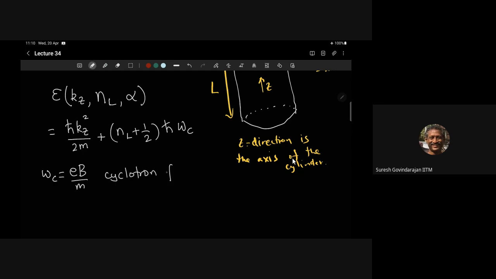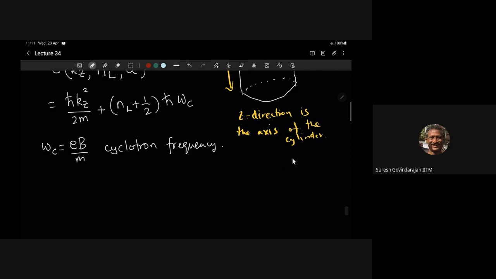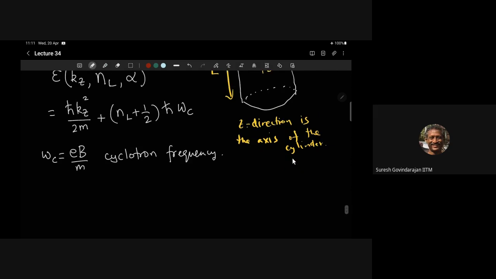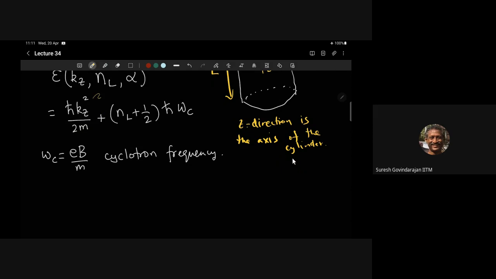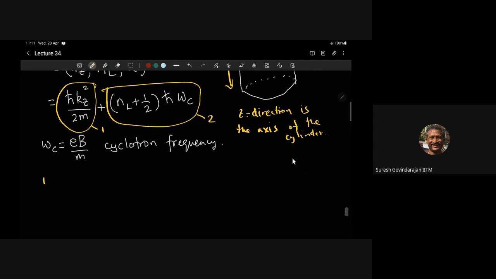Cyclotron frequency. If you have any questions, you can ask anytime. Okay? And so we can now look at the two terms. So let's call them 1 and 2, and I'll explain them. Okay, so this term is 1, and this term I'll call it 2. Okay, so let's look at what 1 is.